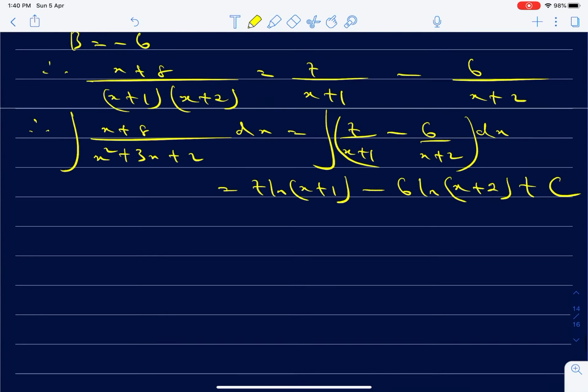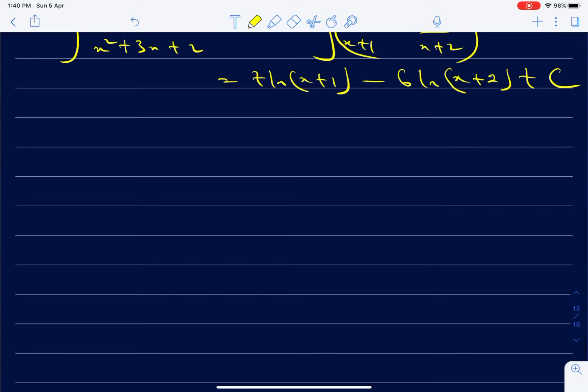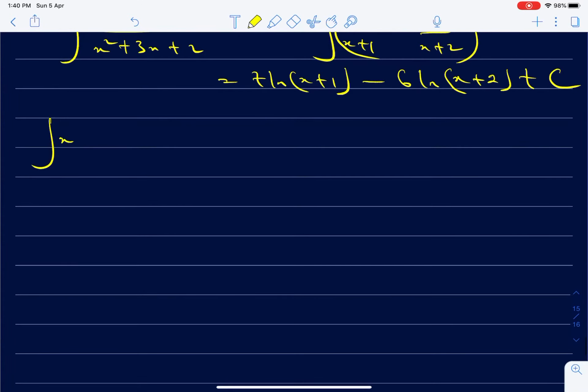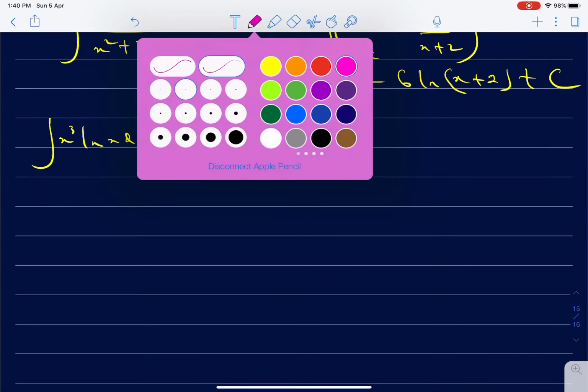Now let's see, can we take another one? Evaluate the integral of x cubed ln x dx. Here, what are we taking as u?